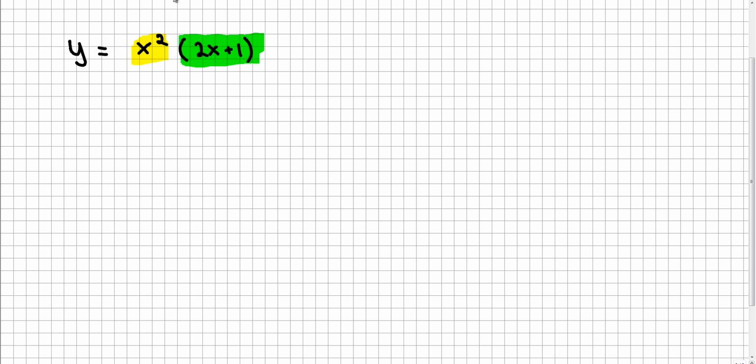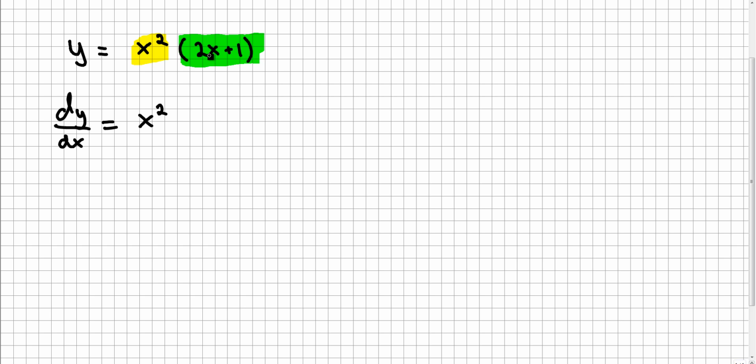So the rule is this. We're going to find the derivative dy/dx. We're going to find the derivative of the function y with respect to x. So the first part, this function x squared, we're just going to leave it as it is, and then multiply it by the derivative of this function. Let's do this term by term.